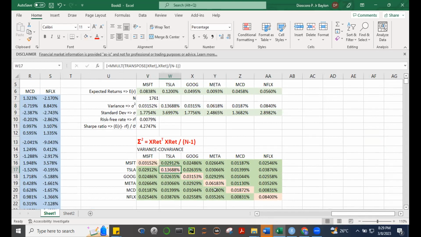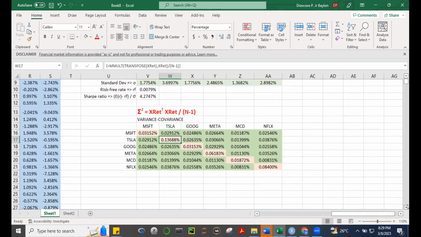Then yun, variance siya. Kaya nga, this is called variance covariance. Because the diagonals are variances, and the rest are covariances, but the covariance of an asset with itself is its variance. Okay? All right. Any questions so far?